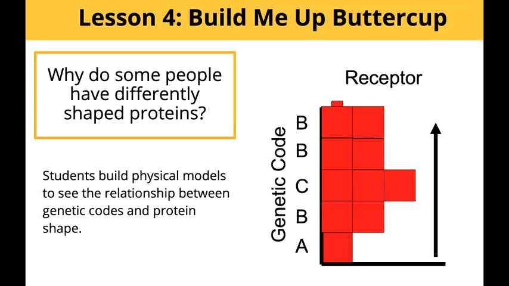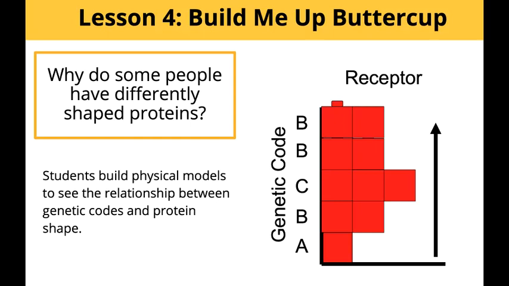Students use physical models to act out a simplified version of how proteins are made from the genetic code within cells. While middle schoolers do not need to understand the details of how proteins get made inside a cell, it is important that students understand that a person's genetic code determines the way their proteins are built. By the end of this lesson, students should be able to explain how differences in genes cause differences in traits.